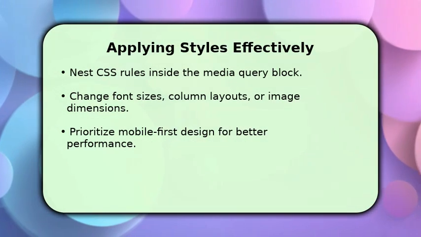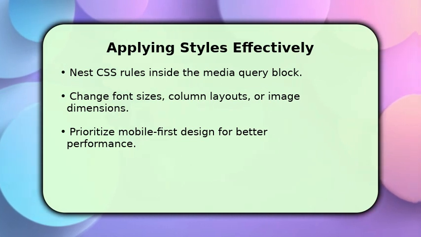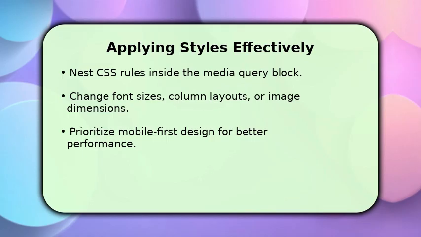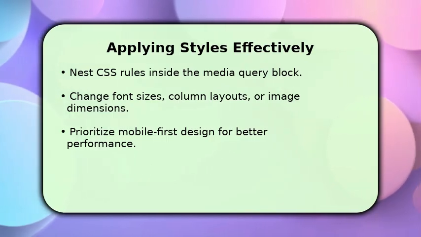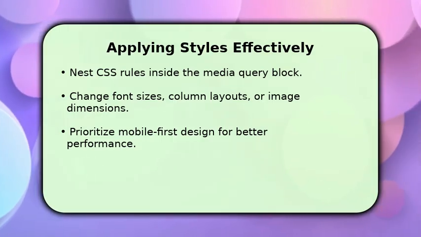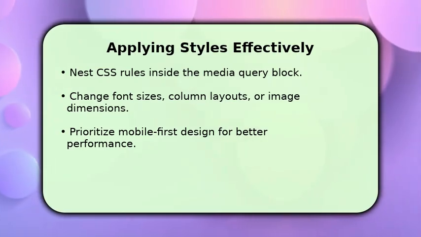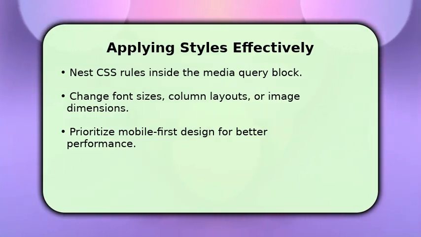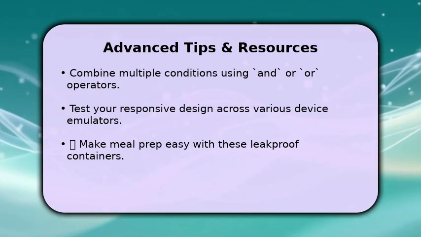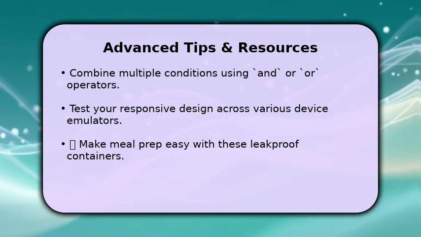Once you've defined your media query, simply nest your CSS rules inside its curly braces. You can adjust almost any property, from making text larger on desktops to stacking columns on mobile. For instance, you might change a 2-column layout to a single column for screens under 600 pixels wide. A mobile-first approach, designing for small screens first and then scaling up, often leads to more efficient and robust responsive designs. For more complex scenarios, you can combine multiple conditions within a single media query using and/or.